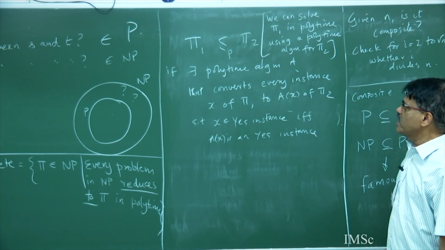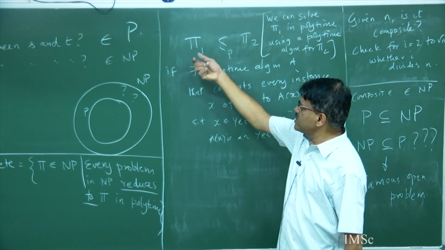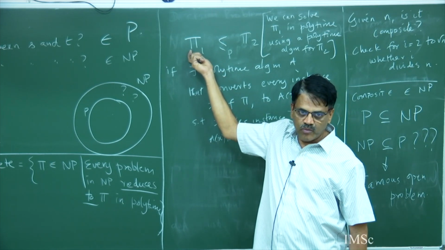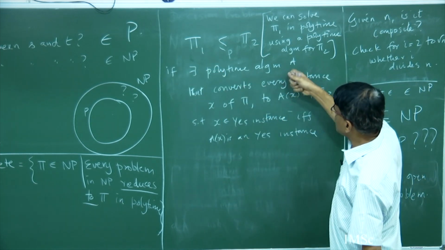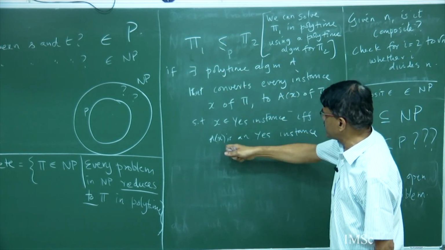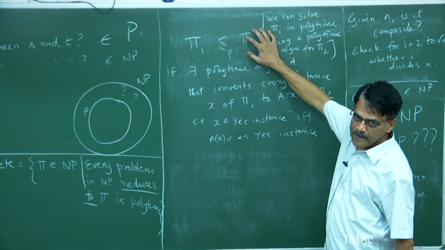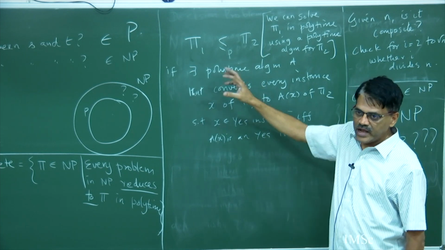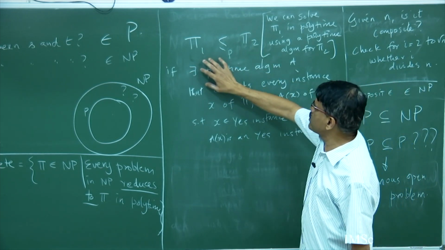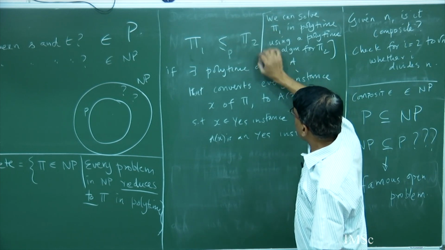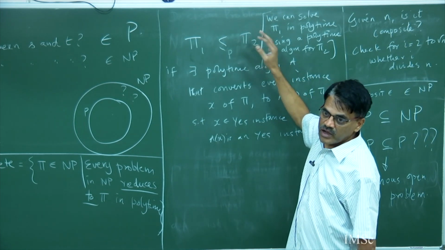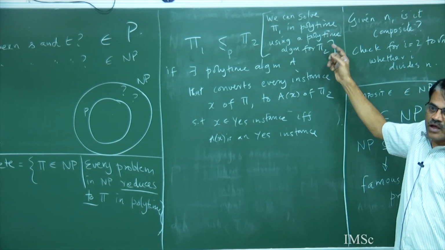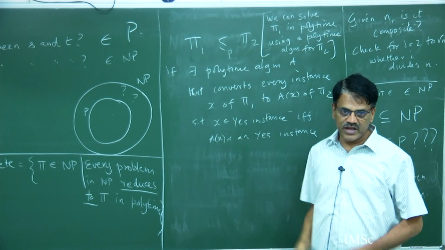Why? Because you want to solve pi 1. Give me an instance x of pi 1, I have to tell you whether it is a yes or no, because that is what the pi 1 problem is. So, there is a polytime algorithm which will take your x and convert it into A(x) in a way that x is a yes if and only if A(x) is a yes. I will take x, convert it into A(x), apply the algorithm for pi 2, get whether it is yes or no, because you told me there is an algorithm for pi 2. Accordingly, I will answer whether x is a yes or no.